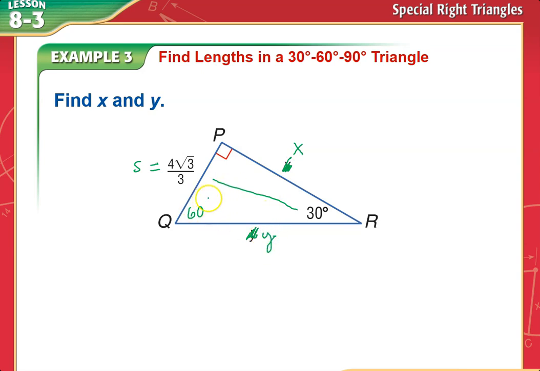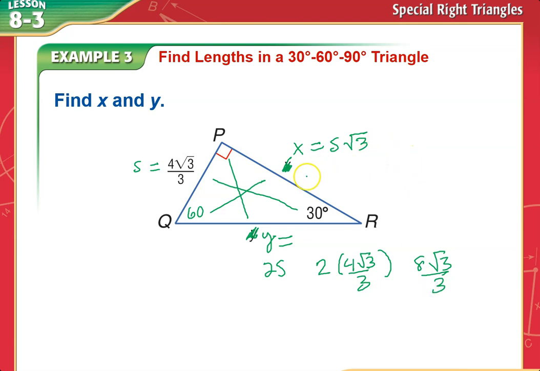Okay. We know that across from the right angle, the hypotenuse, that should be 2S. And across from the 60, that should be equal to S root 3. Okay, so Y should equal 2S. Well, guess what? If S is 4 root 3 over 3, then Y is going to equal 2 times S, or 2 times 4 root 3 over 3. Looks like that's going to be 8 root 3 over 3.